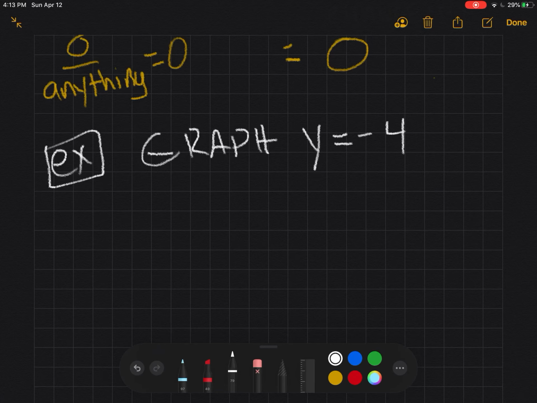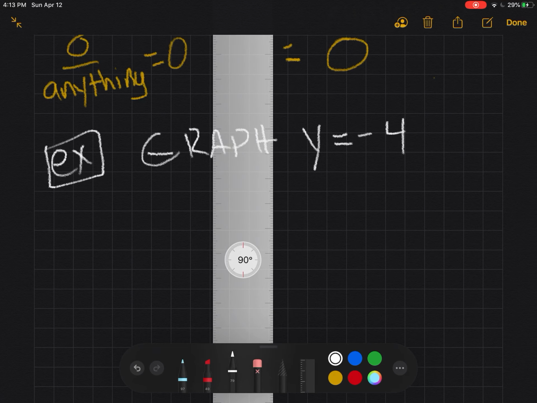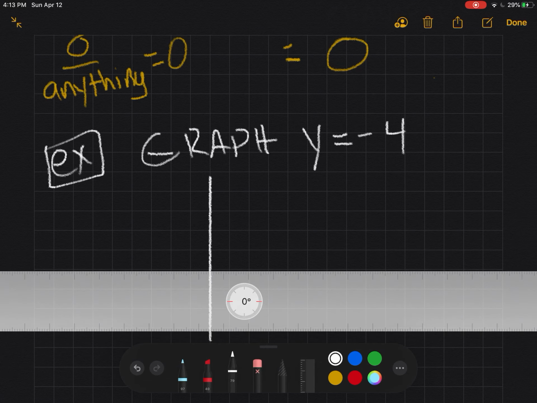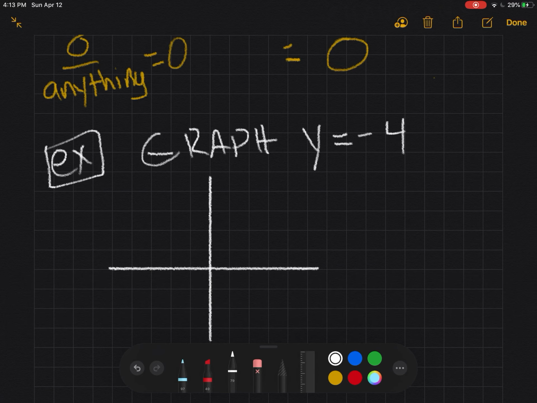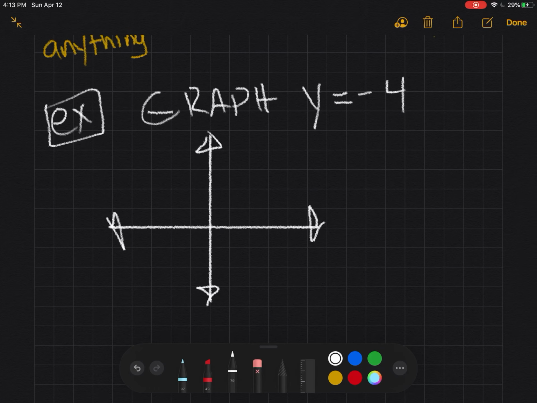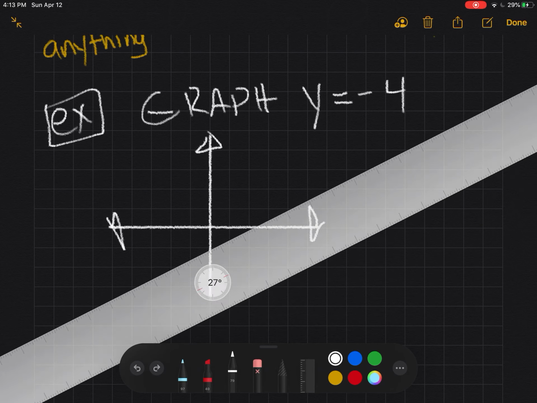So let's do a couple of examples. So an example, I want you to graph y equals -4. So let's give ourselves an x and a y axis. There's our y axis. There's our x axis. Which one do you draw first?